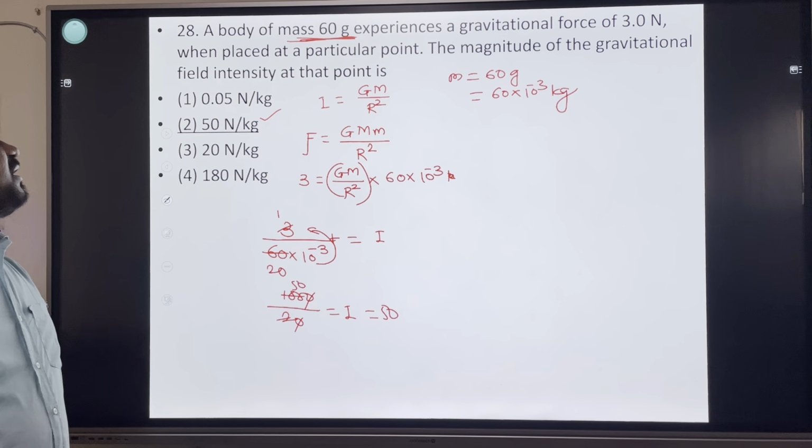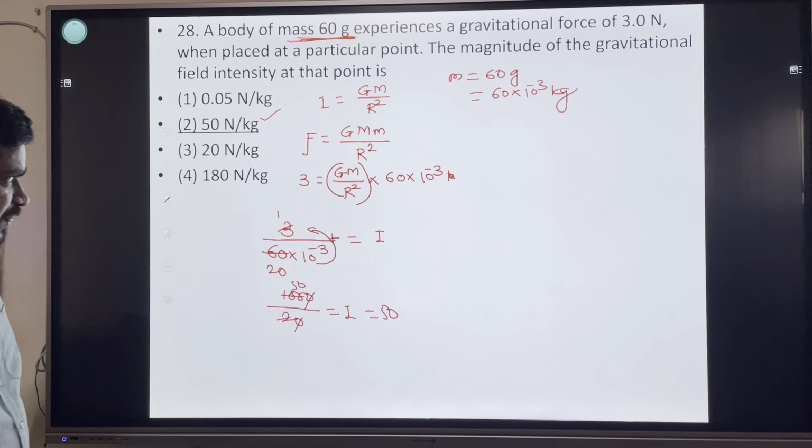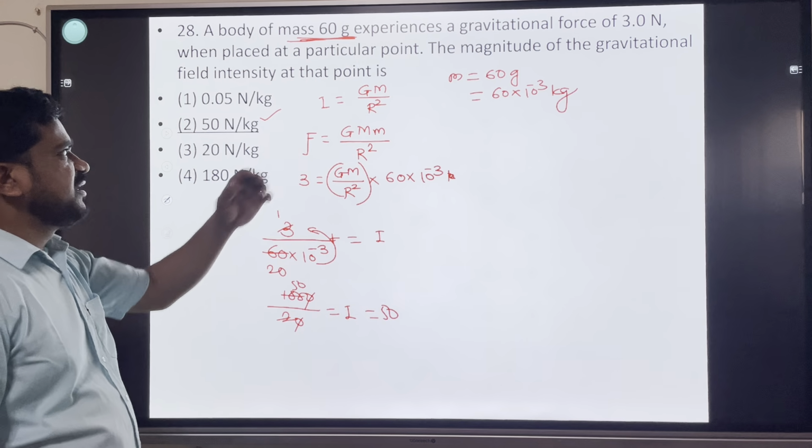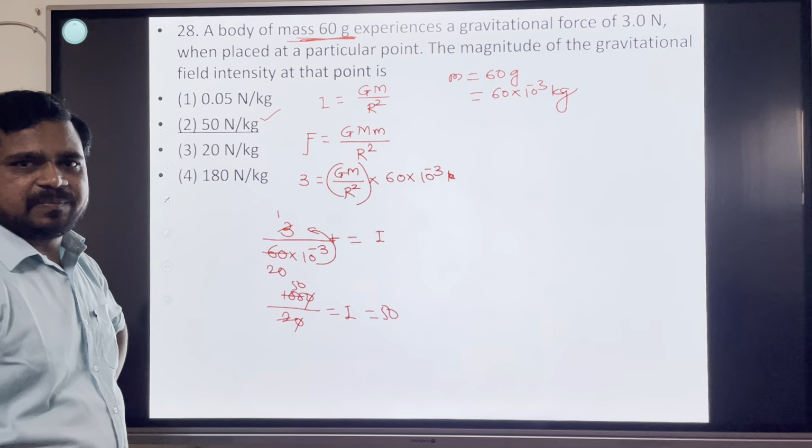Gravitational field intensity is dimensionally equivalent to acceleration due to gravity.